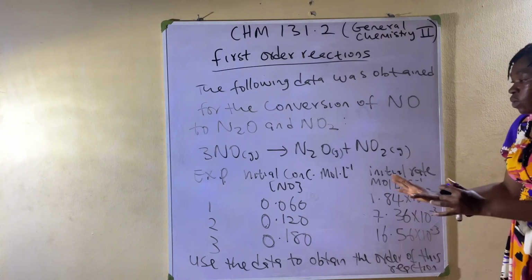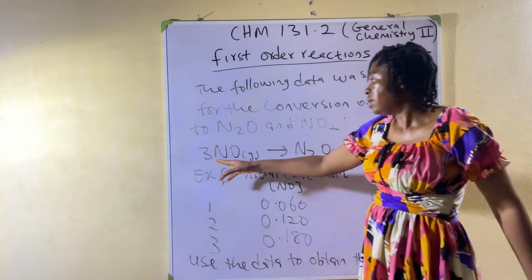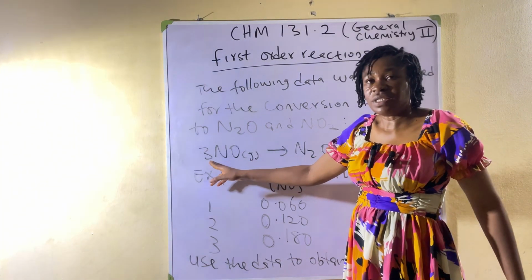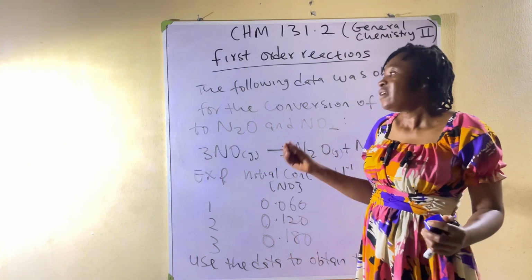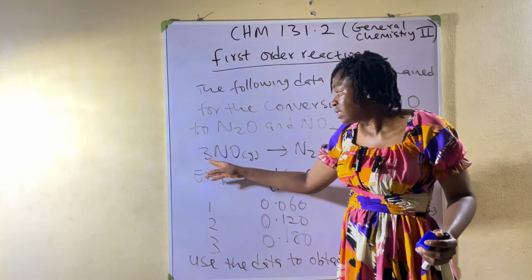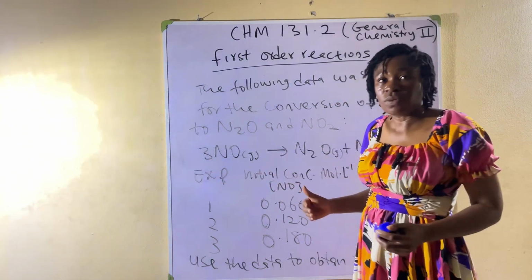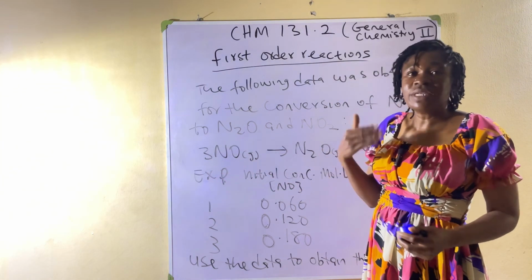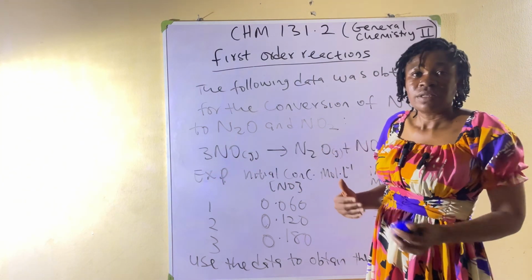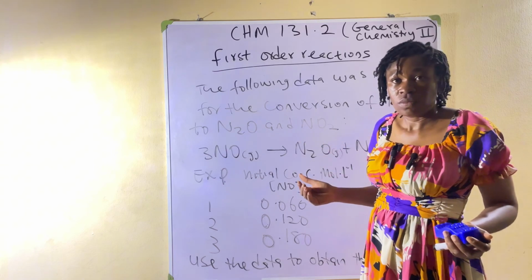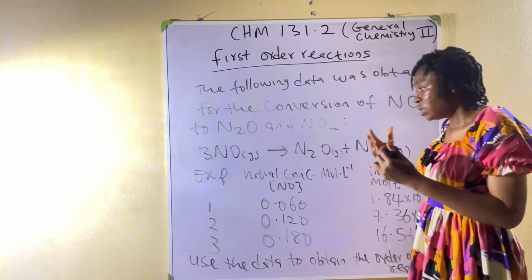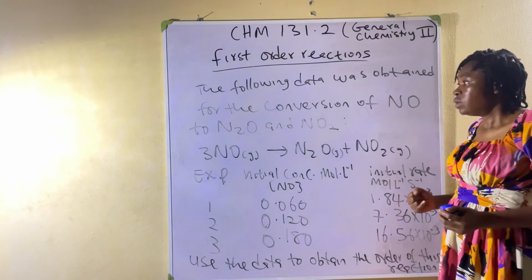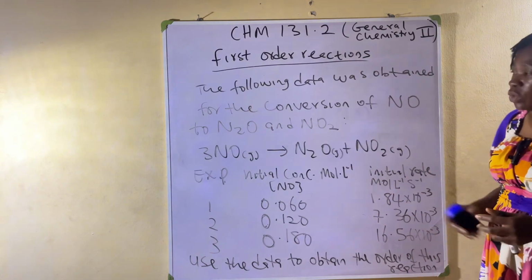If they ask on the question, we don't just use the coefficient and say the order of reaction is 3. The coefficient of a balanced reaction cannot be used to predict the order of reaction. It is still experiment that determines it. So let's solve this to know the order of reaction.